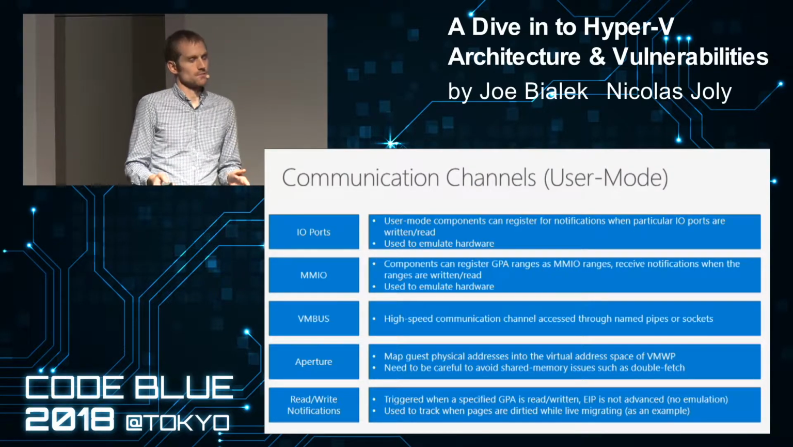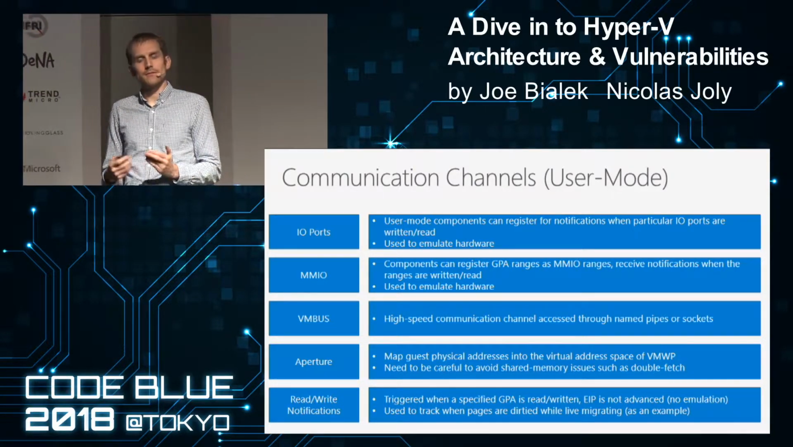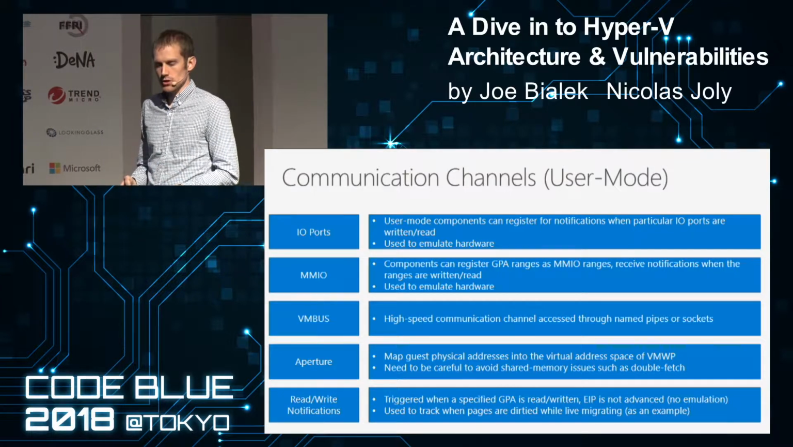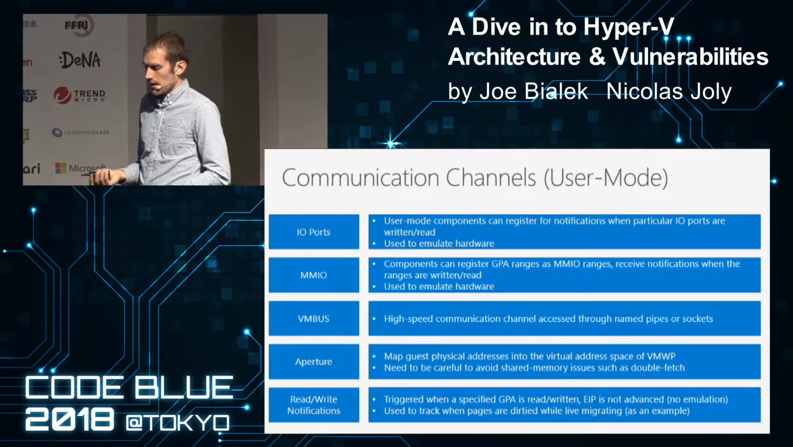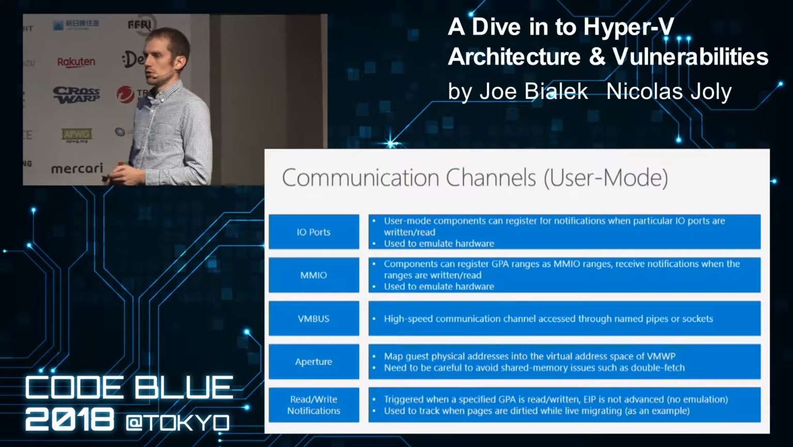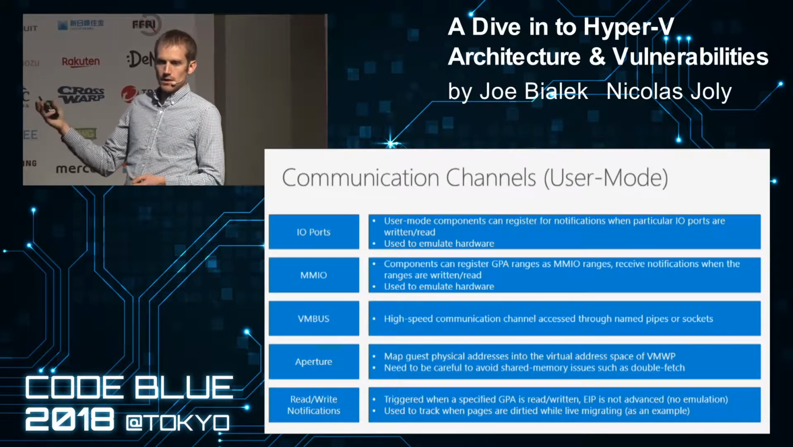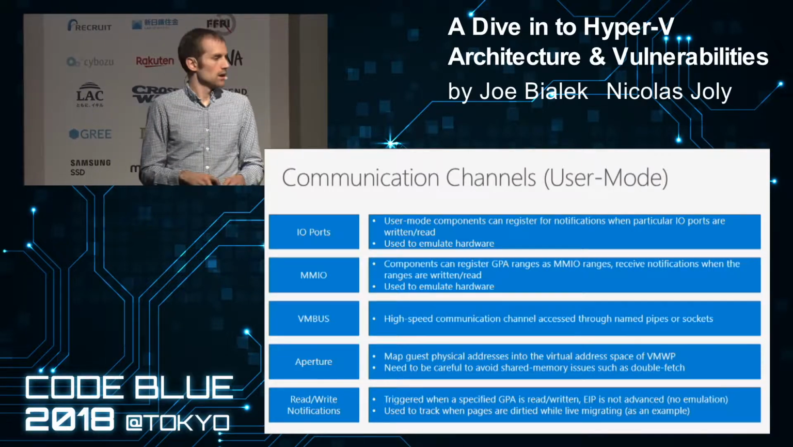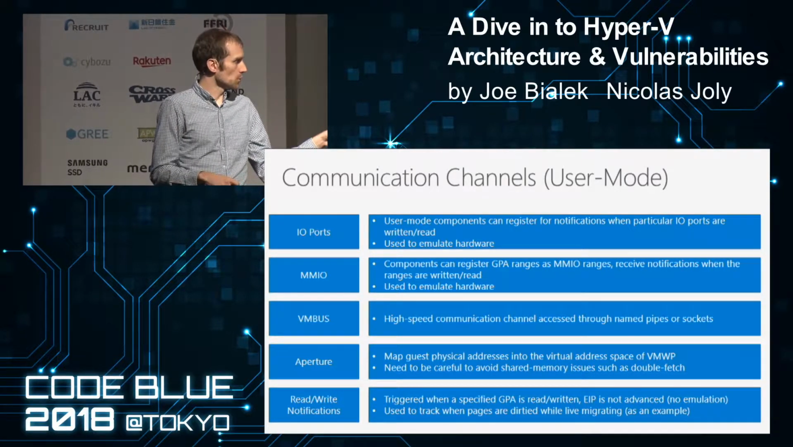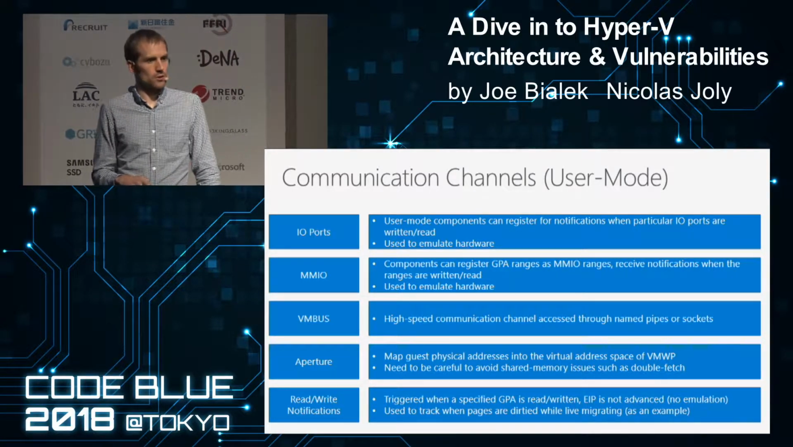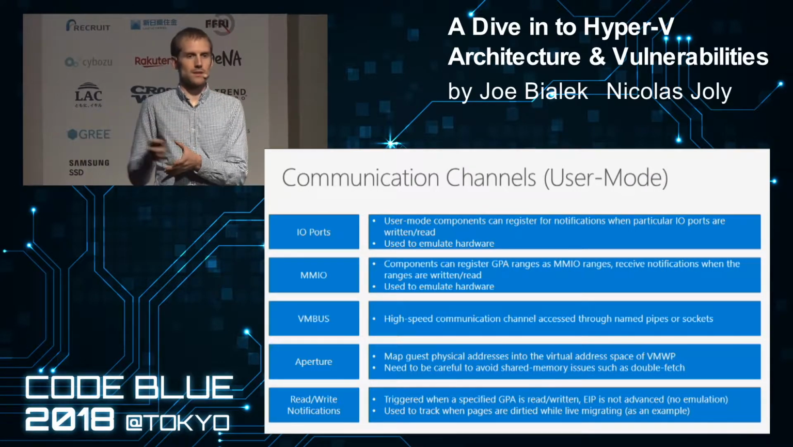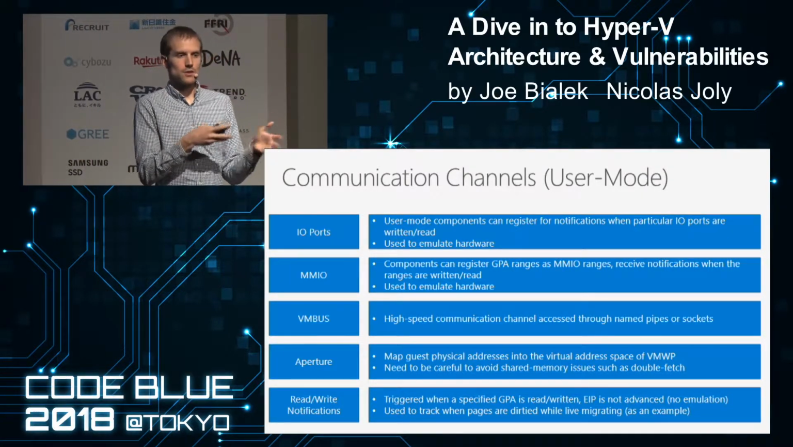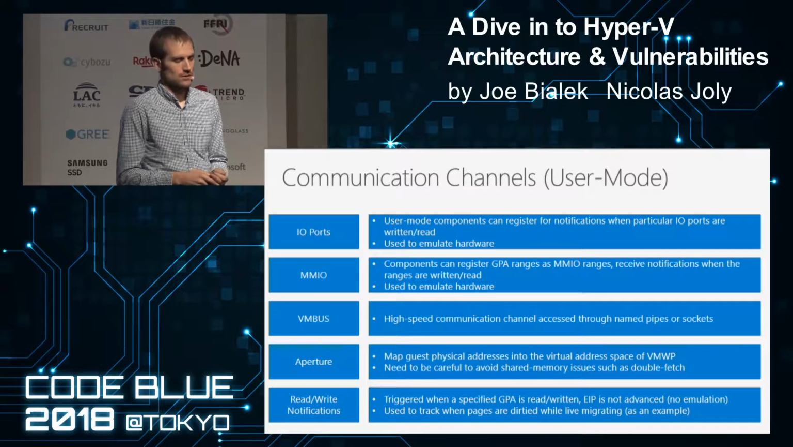We have apertures. Apertures are effectively just shared sections, okay? They allow a component to map guest physical addresses into that component's virtual address space. So for all of these virtual devices, for example, that live in the VM worker process, they can choose to map some guest physical memory directly into the VMWP virtual address space.